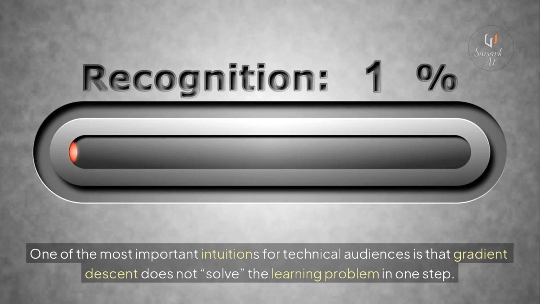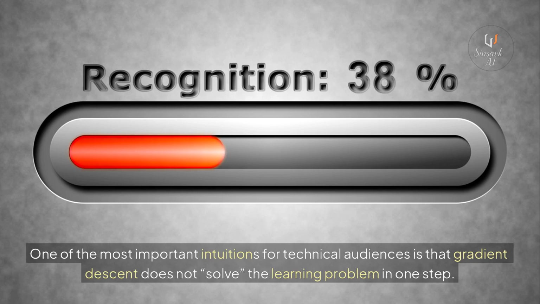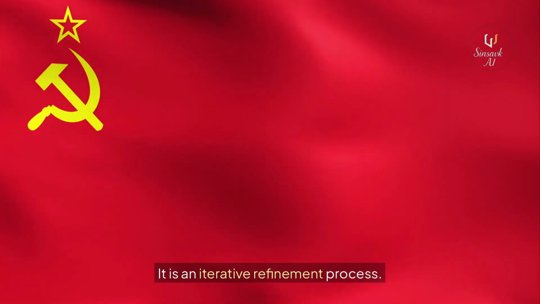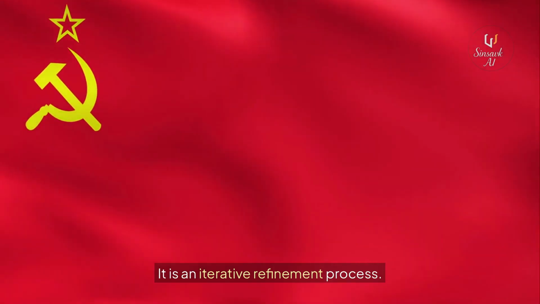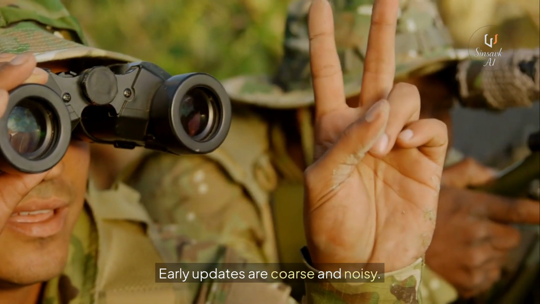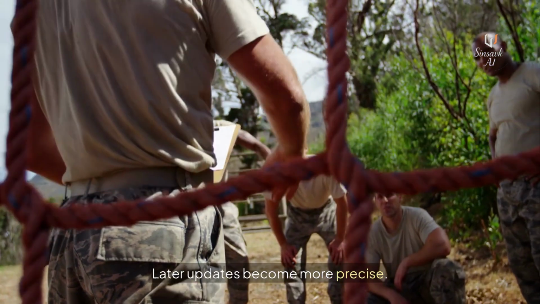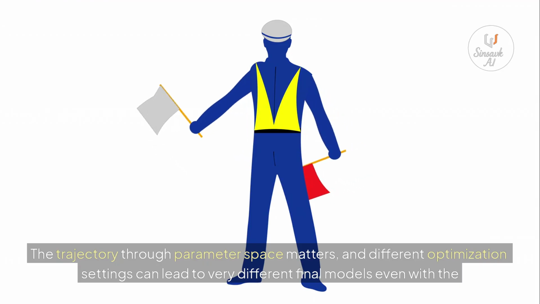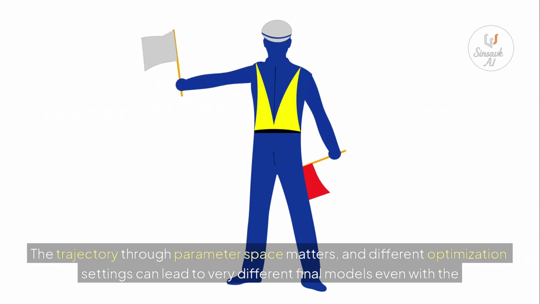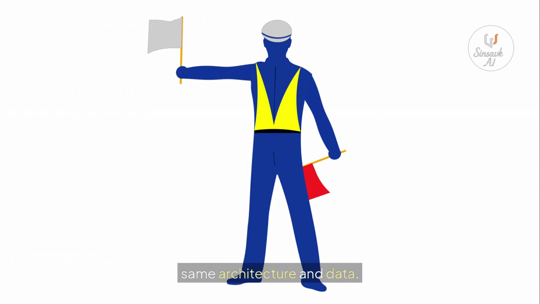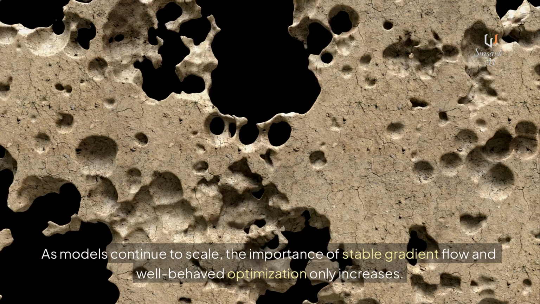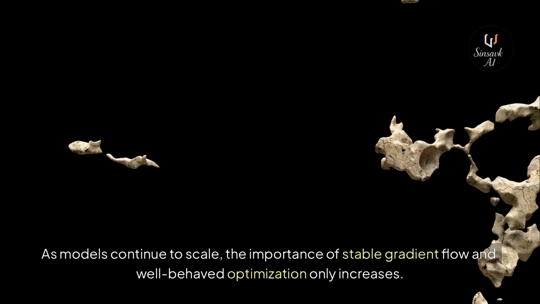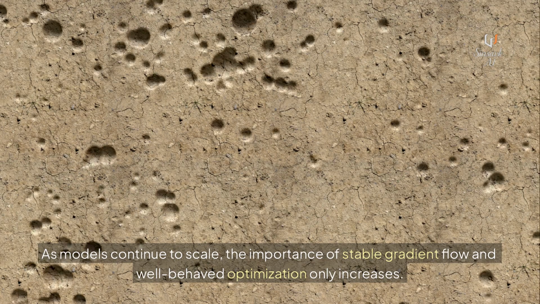One of the most important intuitions for technical audiences is that gradient descent does not solve the learning problem in one step. It is an iterative refinement process. Early updates are coarse and noisy. Later updates become more precise. The trajectory through parameter space matters, and different optimization settings can lead to very different final models even with the same architecture and data. As models continue to scale, the importance of stable gradient flow and well-behaved optimization only increases.